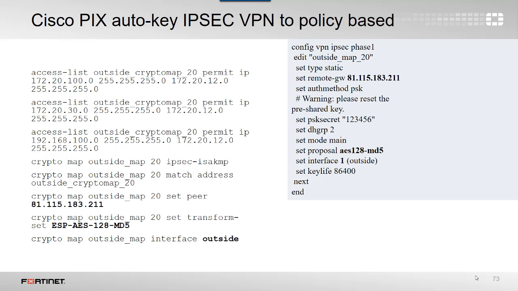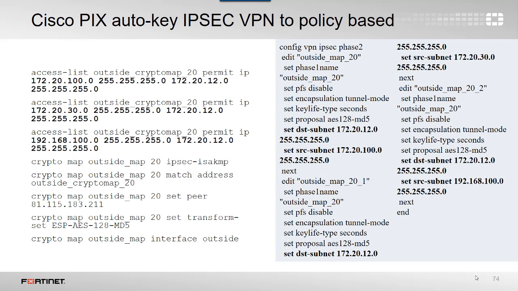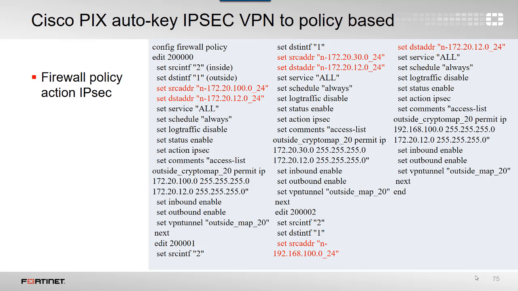Here we see a Cisco PIX AutoKey example. From this configuration, we see the crypto map settings creating the phase 1 objects, the access lists being created into phase 2 objects and selectors referencing those phase 1s. Then we see the firewall policy with action IPsec.